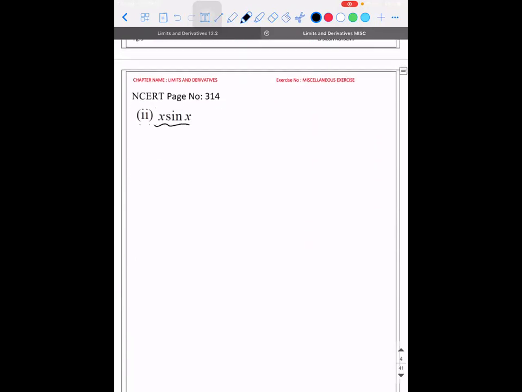So let's look at the next function. This is f of x. Here also they want us to prove using the first principle, that is limit h tends to 0, f of (x plus h), that is (x plus h) into sine of (x plus h) minus x sin x, the whole divided by h.